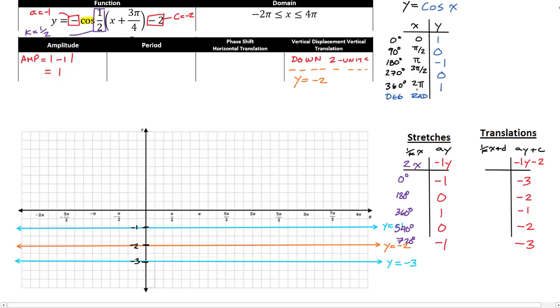We can double them. So 0 times 2 is still 0. Pi over 2 times 2 is just pi. 3 pi over 2 is just 3 pi. I think I've skipped one here. Oh boy, I'm falling apart. Did I miss one? Oh, I missed 2 pi. I should have done pi times 2. There we go, 2 pi. 3 pi over 2 times 2 is 3 pi, and 2 pi times 2 is 4 pi. There we go. That should be 3 pi and 4 pi.